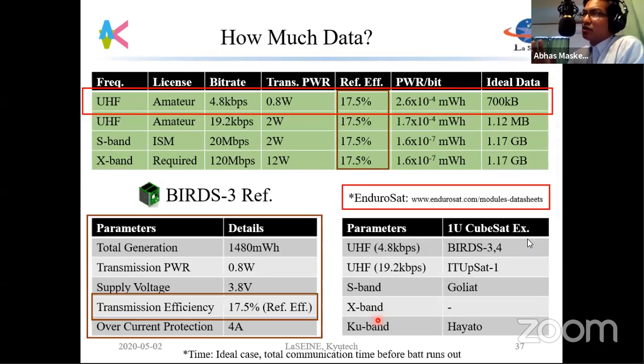Because to be really honest, the bottleneck is not on the image sensor. You can put any megapixel up in space. But if you cannot downlink that data, there's no point. So if you're using a UHF amateur radio at 4.8 kilobits per second, and if you dedicate all the energy, you get 700 kilobytes of data per orbit. Okay, so 700 kilobytes of data. But what we have seen practically is we only get about 1 to 5% of the data itself. And there are certain reasons for that. I'll explain it later.